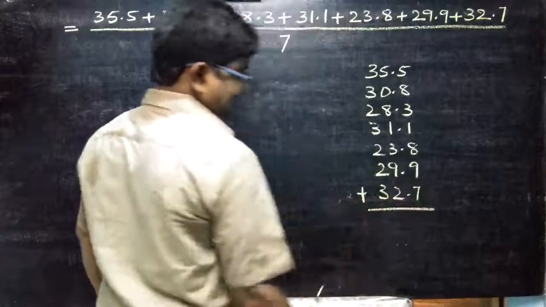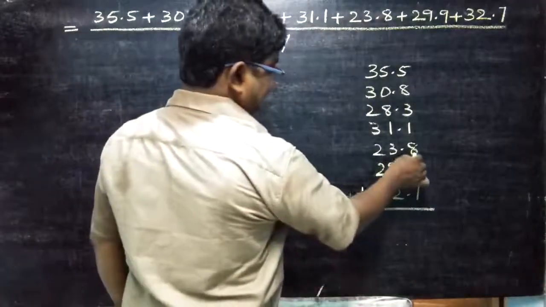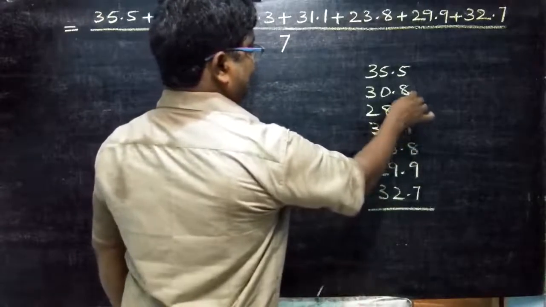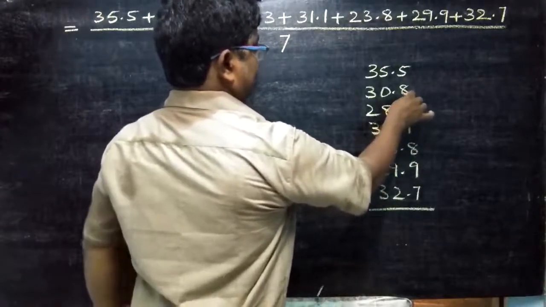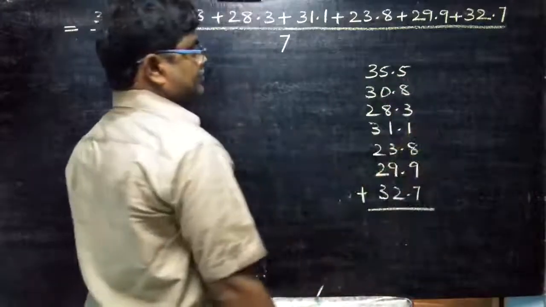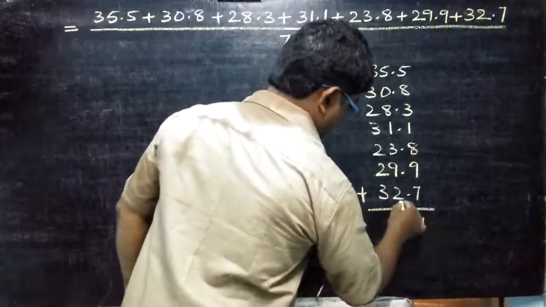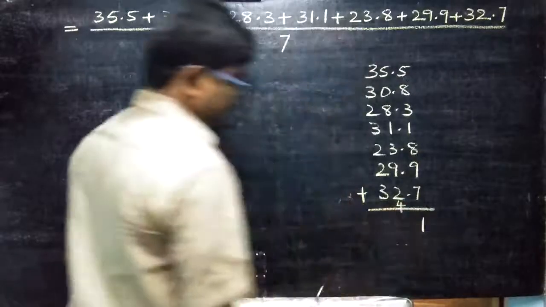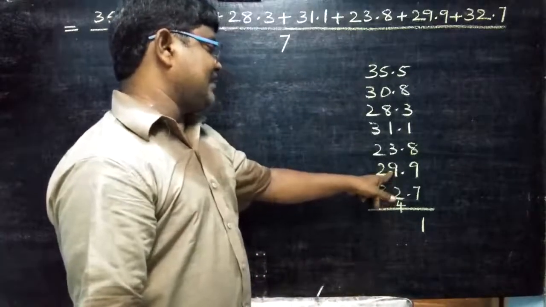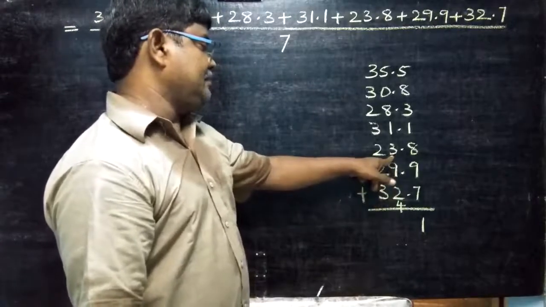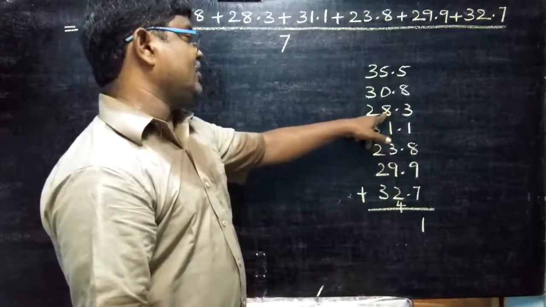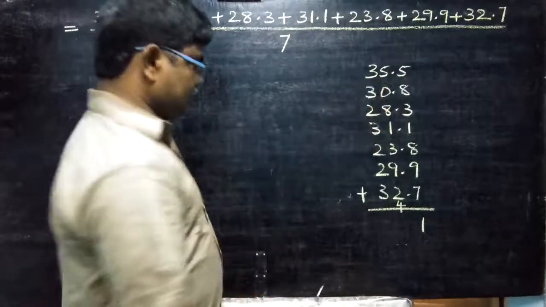7 plus 9 is 16. 16 plus 8, 24, 25, 28. 28 plus 8 is 36. 36 plus 1, 41. Here 1, 4. 4 plus 2, 6. 6 plus 9, 15. 15 plus 3, 18, 19. 19 plus 8, 27, 32.